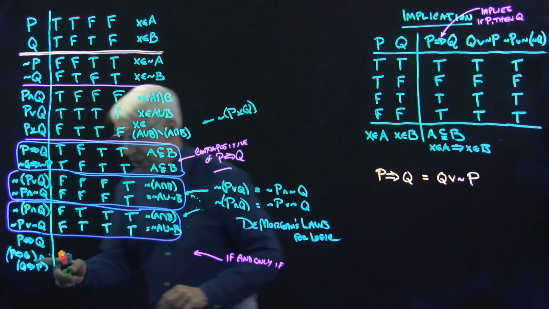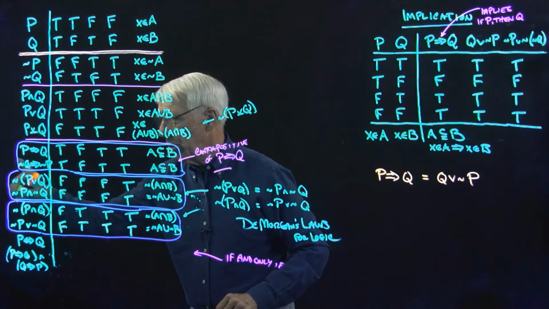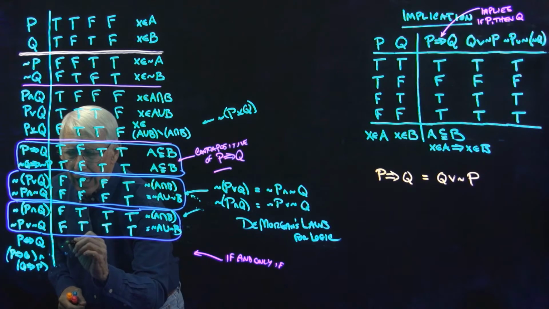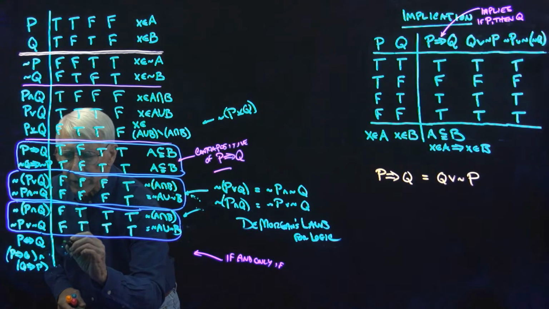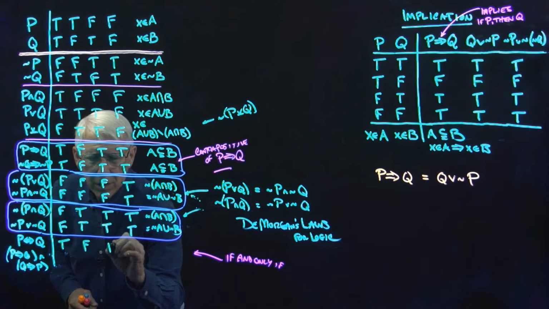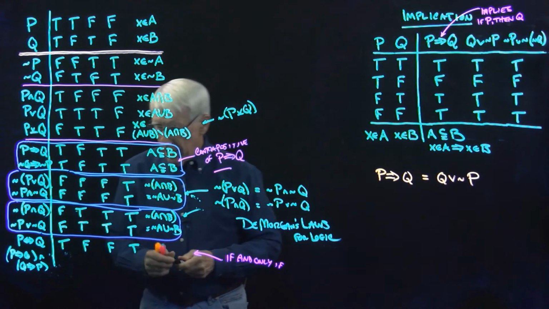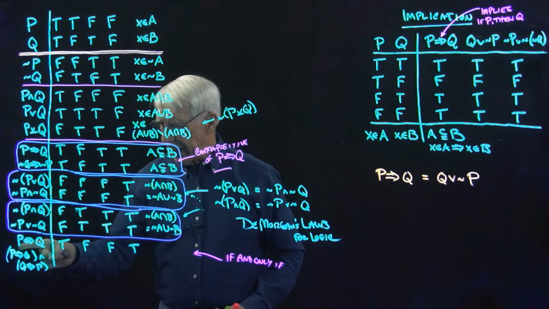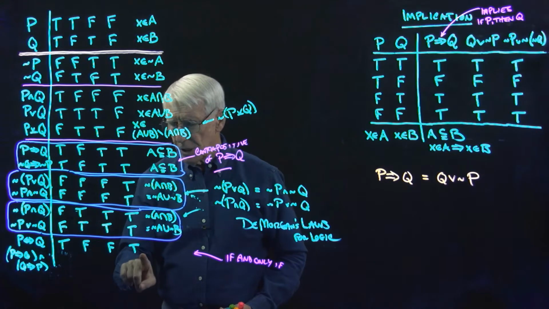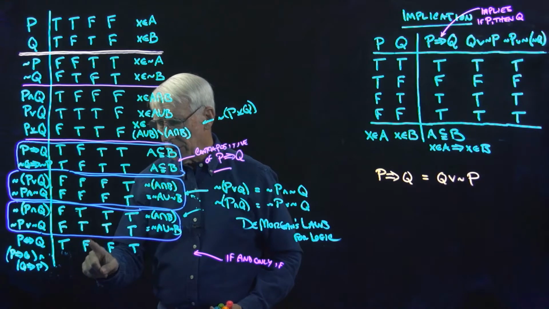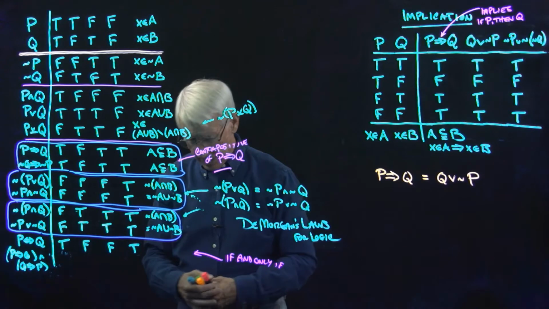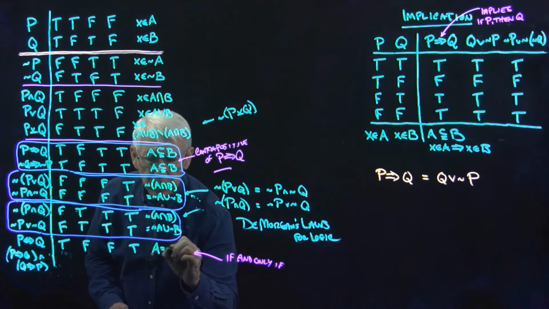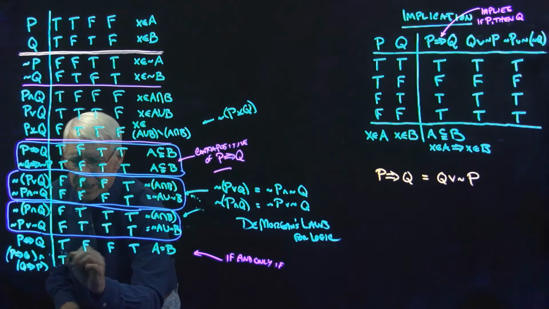So we can see by combining P implies Q and Q implies P that this is going to be true when we have T, F, F, and T. P is true if and only if Q is true. So here, if P is true, Q has to be true. If P is false, Q has to be false. If P is true and Q is false, or P is false and Q is true, then this compound is false. So this would correspond to the set A being equal to the set B.